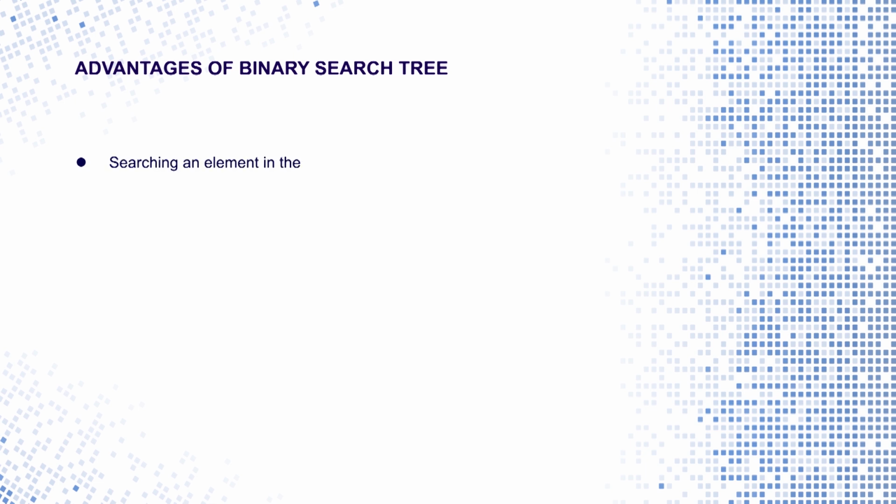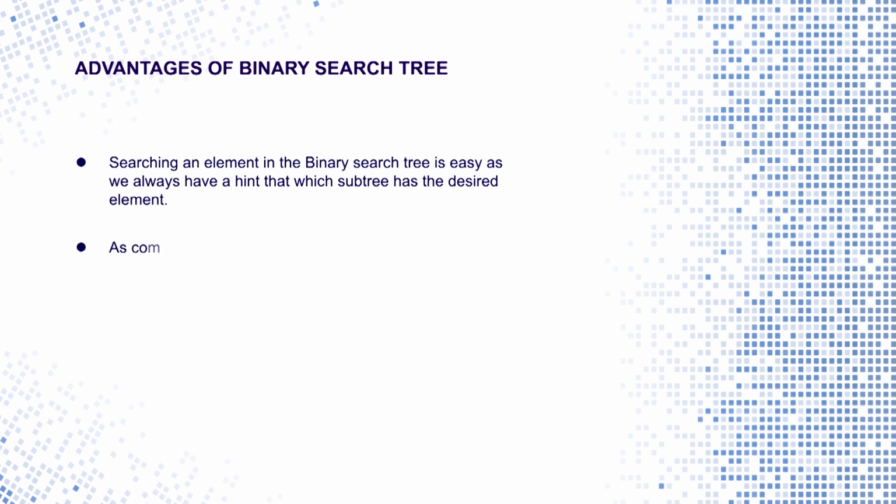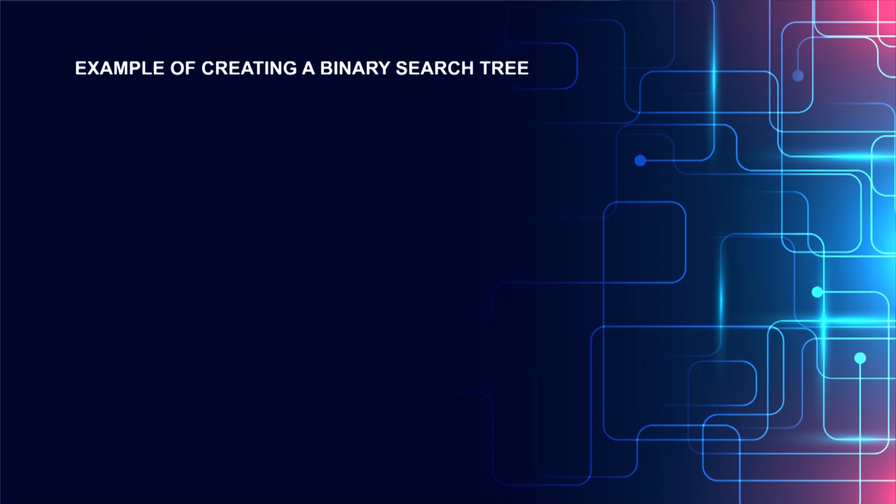So, the advantages of binary search tree are: searching an element in the binary search tree is easy, as we always have a hint about which subtree has the desired element. As compared to array and linked list, insertion and deletion operations are faster in binary search tree. We can understand by the example how we create a binary search tree. Now, let us see the creation of binary search tree using the example.